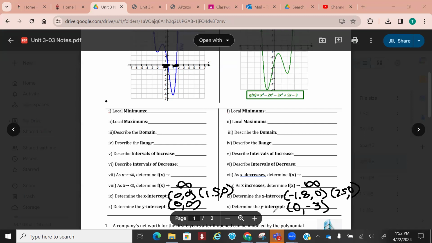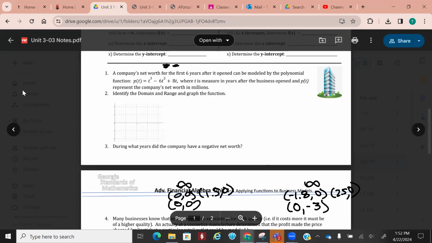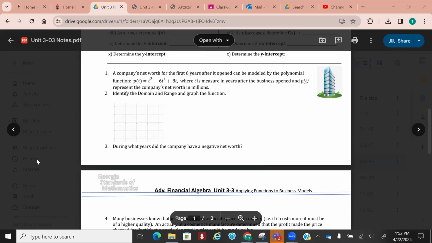Okay, now why does this matter? So when you start looking at stuff, you're looking at net worth and profit optimization. That's what all of these functions are going to deal with. So you've got to be able to read the key features that are going along with these. So a company's net worth for the first 6 years after it opened can be modeled by this polynomial function, where t is the measure in years. Identify the domain and the range for the graph of this function.